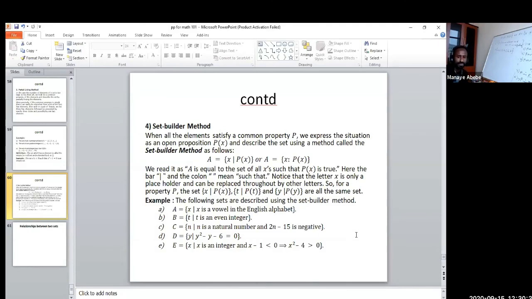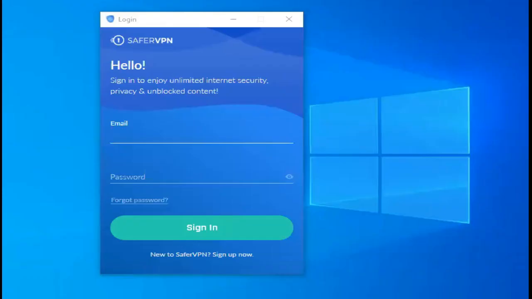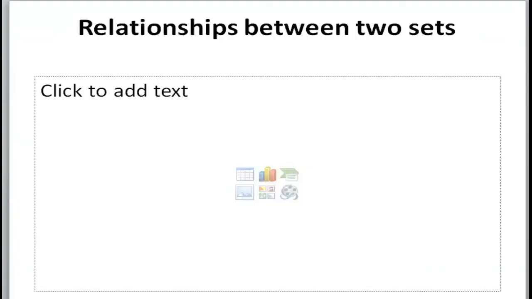Next time we are going to see the relationship between two sets. Relationship between two sets means subsets, proper subsets, power sets of two sets, and so on. After we complete the relationship between two sets, we'll start operations between sets.